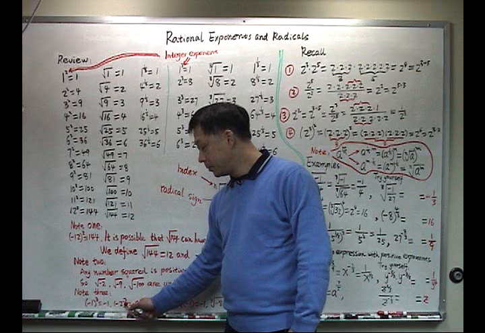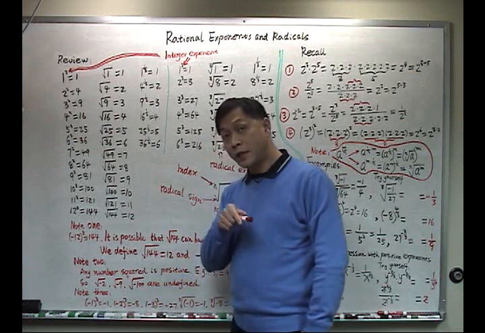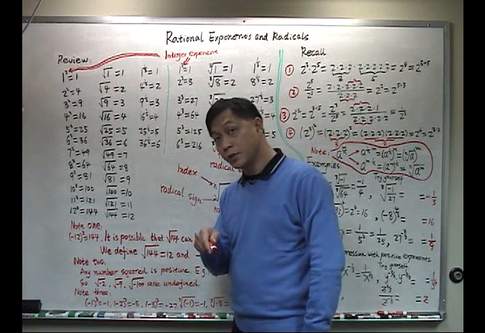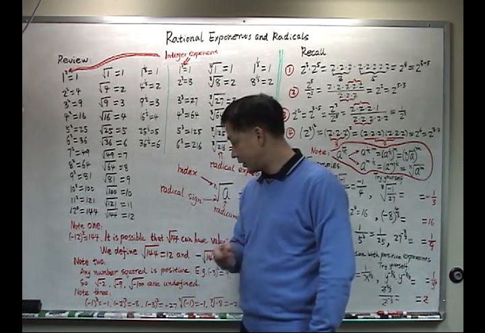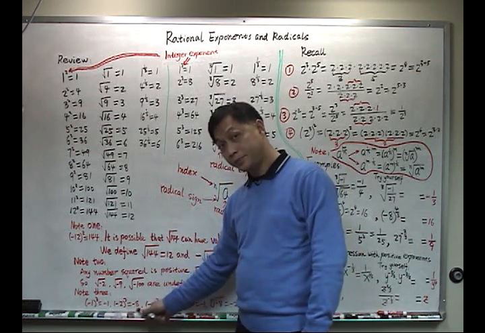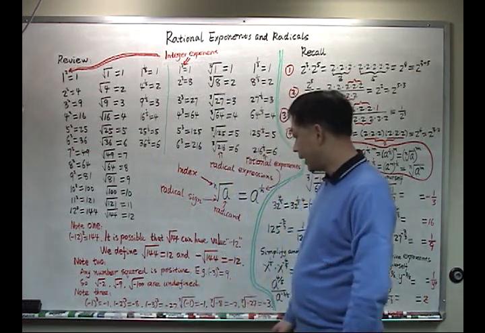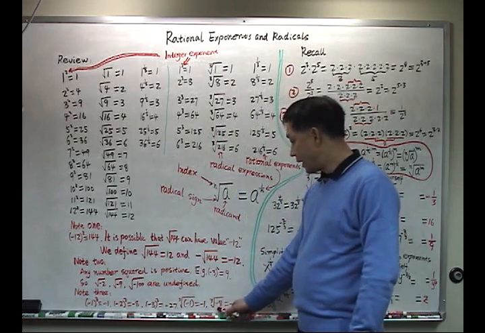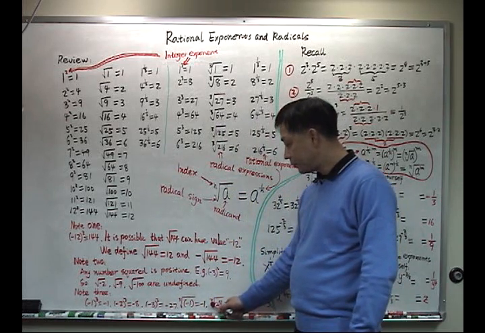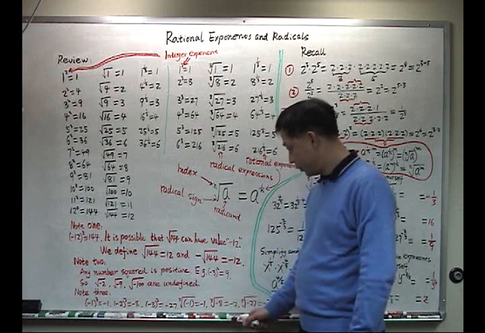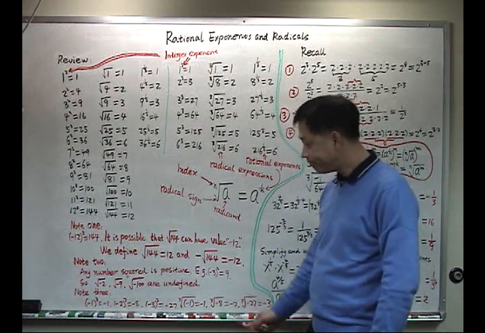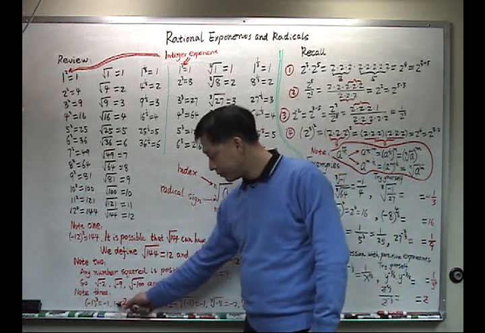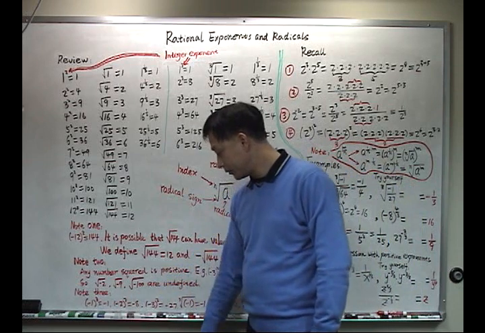Negative 2 cubed is negative 2 times negative 2 times negative 2. 3 negatives, so we get negative 8. And then when you go back from negative 8, choose the cube root, you have negative 2. From negative 8, you get negative 2.